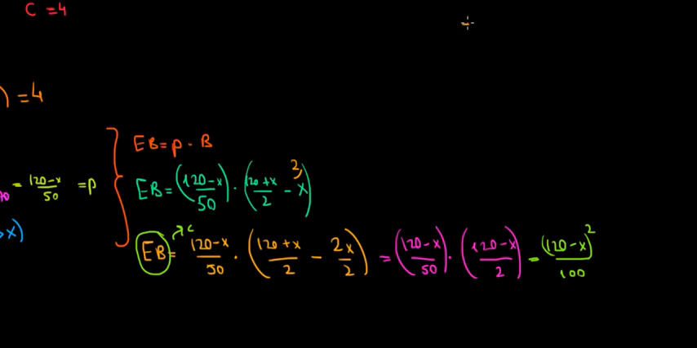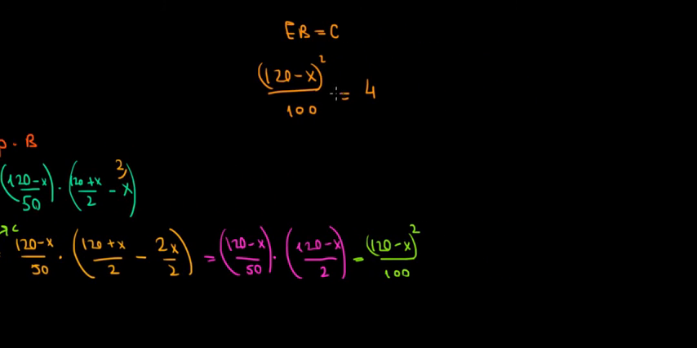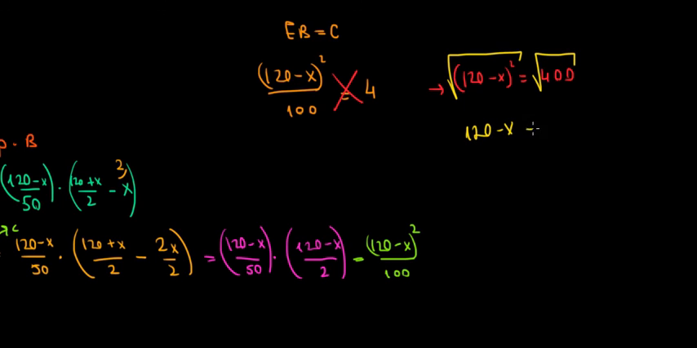It means that expected benefit would equal our cost of search. 120 minus X to the power of 2 divided by 100 must equal 4, because that's the cost of search, 4 units of utility. We're calculating in terms of units of utility. Now let's do a cross product here. We would have 120 minus X to the power of 2 equals 400. If we take the square root of both sides, here and here, we would have 120 minus X equals 20, such that X would be equal to 100.